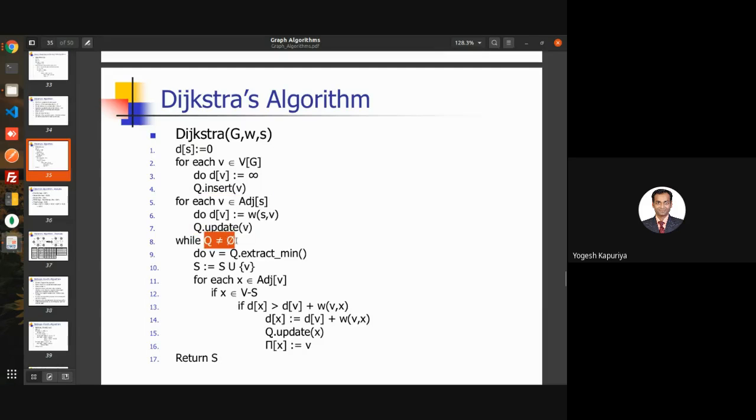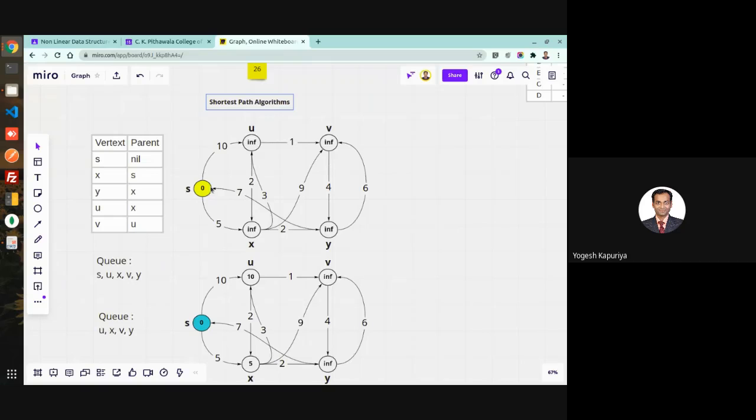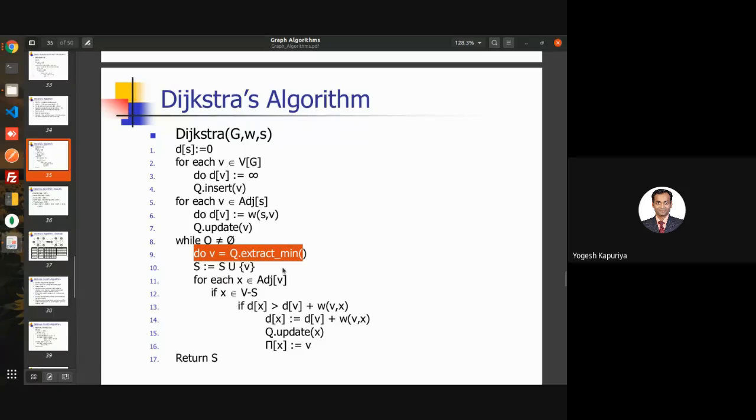So in the while loop, while Q is not empty, you extract one vertex from the Q, right? Extract the minimum vertex. So here S will be extracted first. Then for every adjacent vertex of this V, you check its other endpoint, if X belongs to V minus S. V is your set of vertices, S is the vertex which is being extracted from the Q, right?